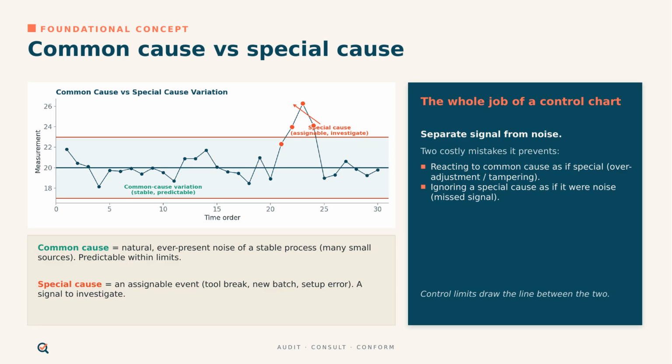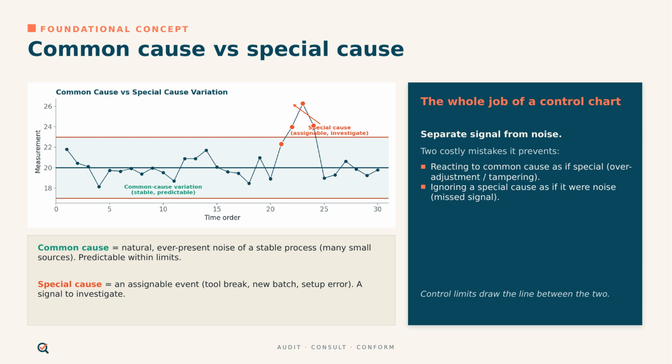There are 2 kinds of variation, and telling them apart is the entire job. Common cause variation is the natural, ever-present noise of a stable process, many small sources adding up, predictable within limits. It's the process simply being itself. Special cause variation is different. It's an assignable event. A tool breaks, a new batch arrives, someone changes a setting. That's a signal. Something specific has happened, and it's worth investigating.